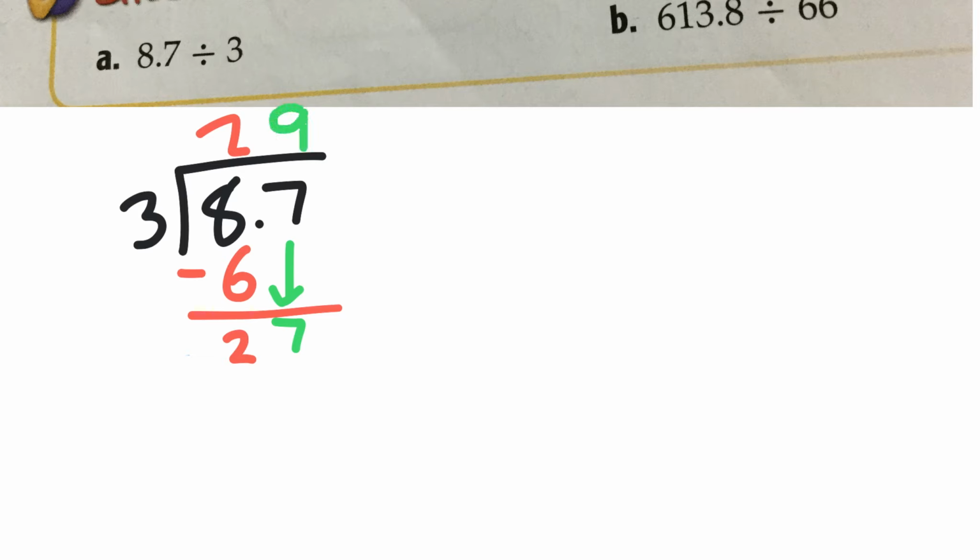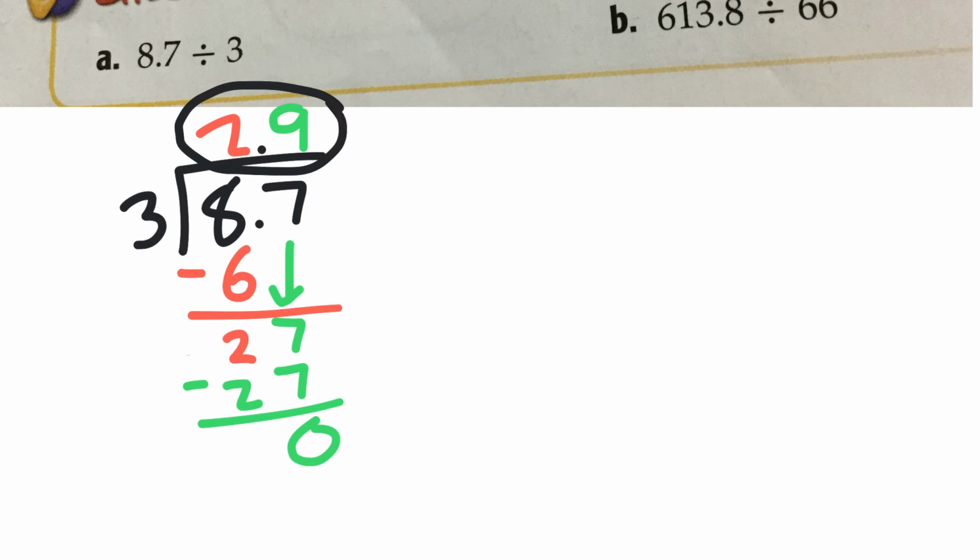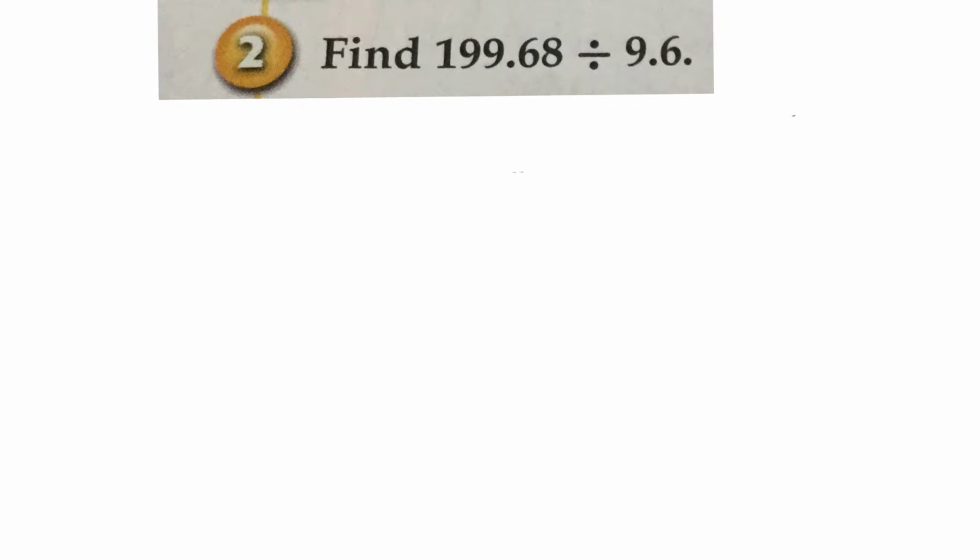3 times 9 is? Which leaves us with 0. Okay, so then what would be my final answer here? Yep, 2.9. Remember, there's a decimal here that needs to be brought straight up to put here. So the correct answer here should be 2.9. Any questions on A? 9.3. Okay, because here's the next one, and I'm going to do it on the board for all of us to watch.